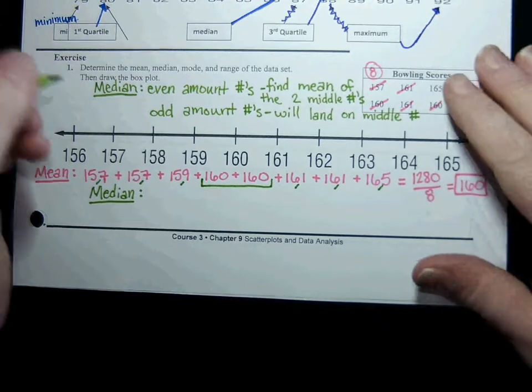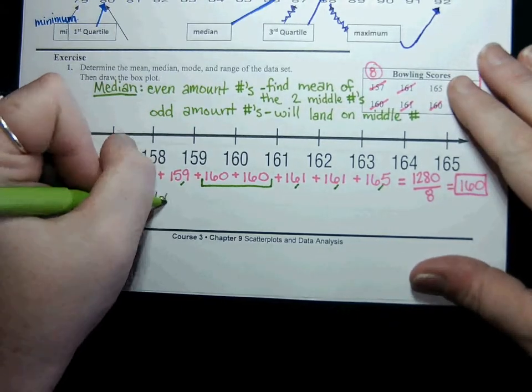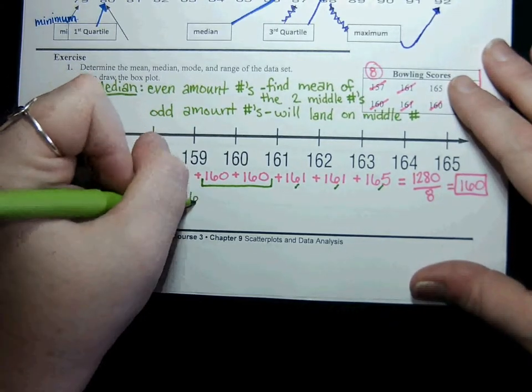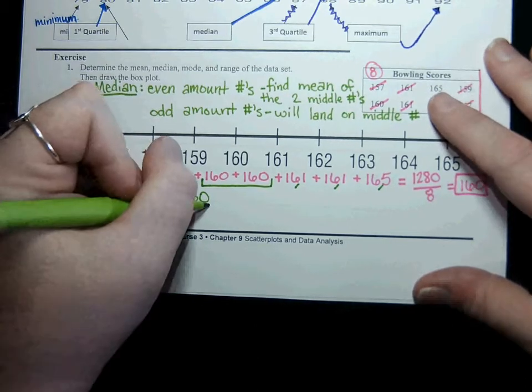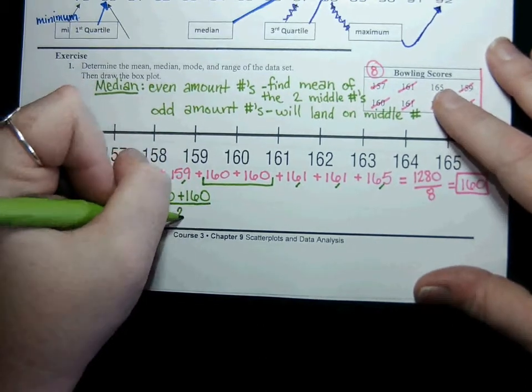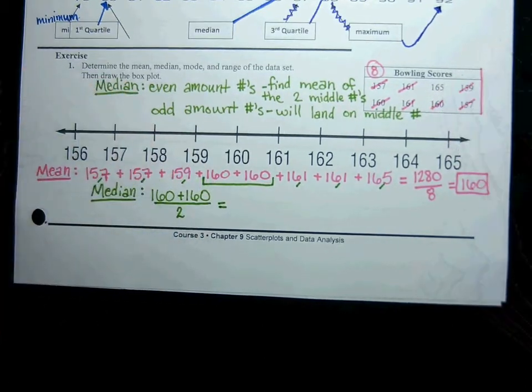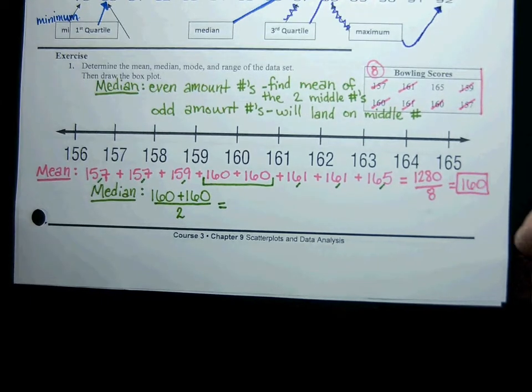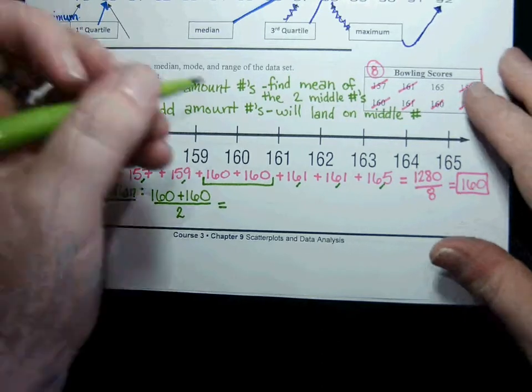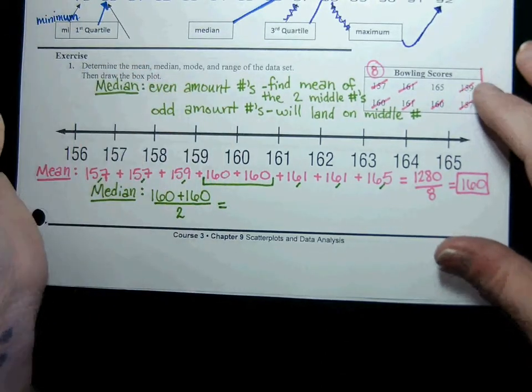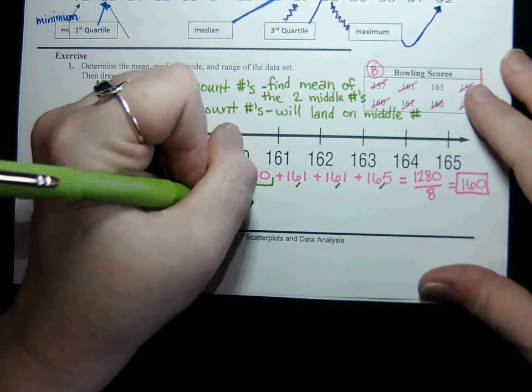And now I split my two center numbers, and they just happen to be the same. Normally that's not the case. So you would take and go 160 plus 160 divided by 2. There's only two numbers there. You're splitting the center. And so that'll be what? 160.